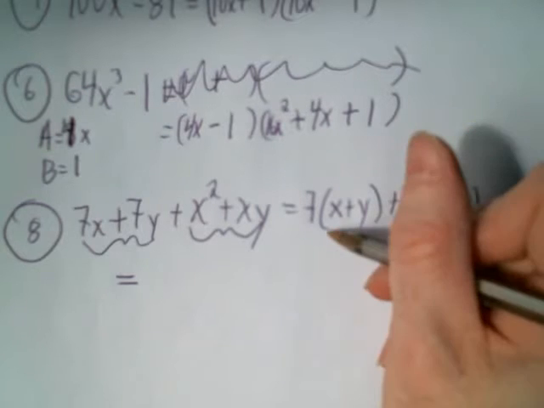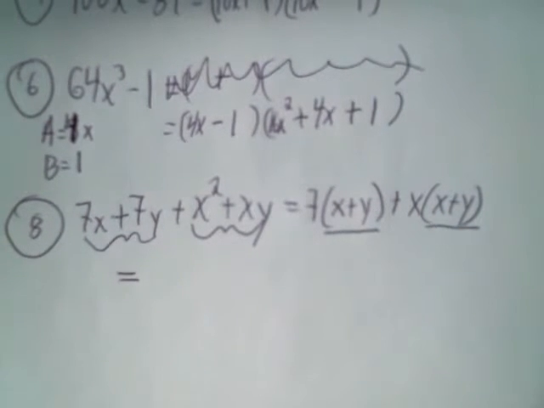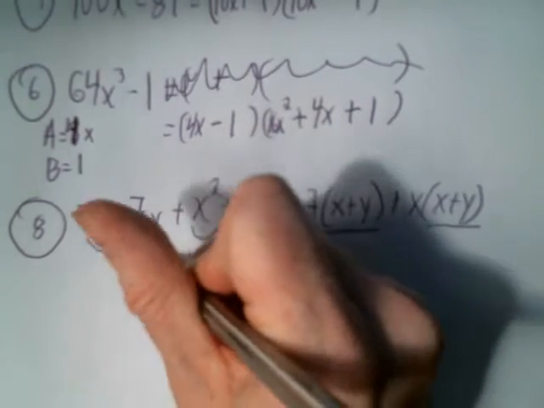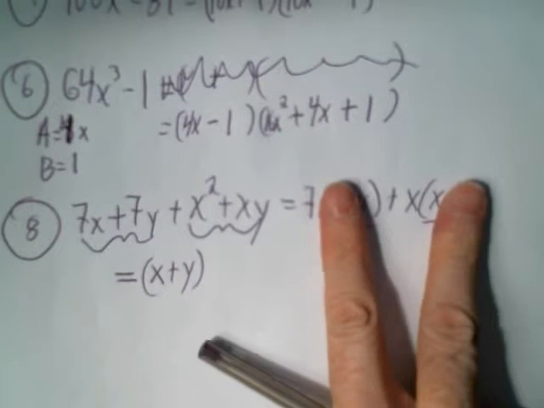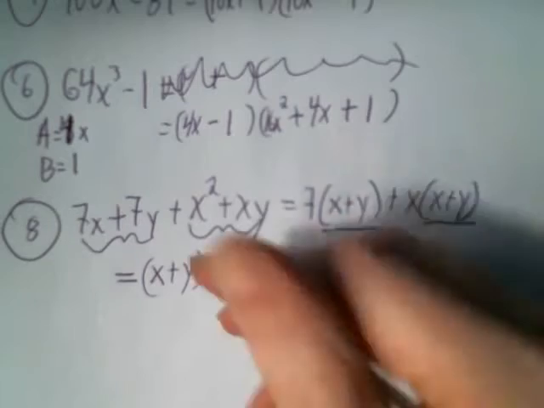And then at this point you can factor out the common term here of x plus y. It's a binomial, but that's what you're pulling out. Okay? And once you remove those, the leftover bit is just 7 plus x.